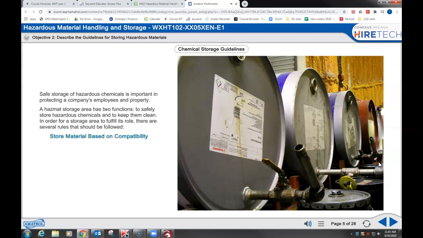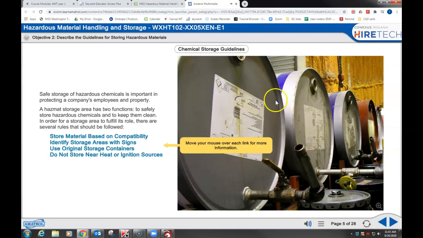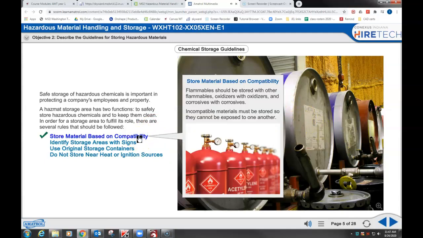Store material based on compatibility. Identify storage areas with signs. Use original storage containers. And do not store near heat or ignition sources.